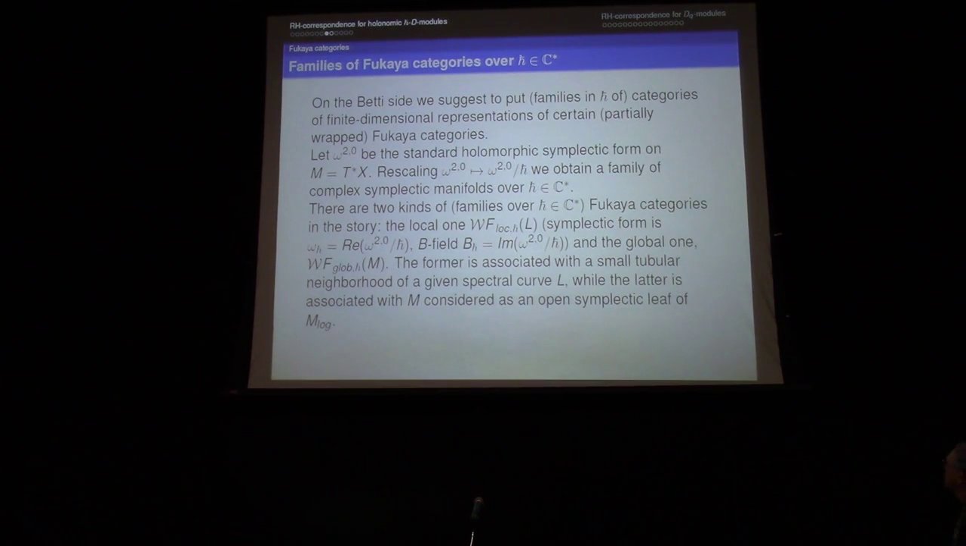Now, again, two types of categories, the local one and the global one. The local one will be associated with a small tubular neighborhood, a Stein neighborhood of the spectral curve, and it's basically of a topological nature, because in this small neighborhood there are no pseudo-holomorphic disks in any generic complex structure, and globally, of course, there can be such pseudo-holomorphic disks. All right.